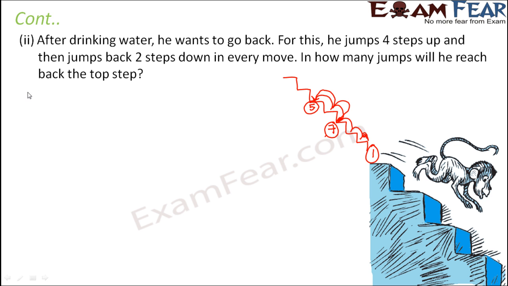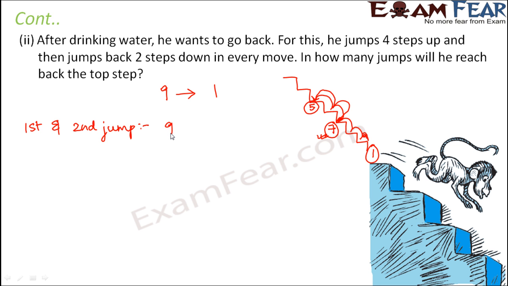Now in this case, this time we will again follow the same logic. So now he has to reach from step 9 to step 1. So that is his goal. Now what happens after the first and second jump? As we have illustrated in the diagram, after the first and second jump, where will he be? He will be in step number 7.